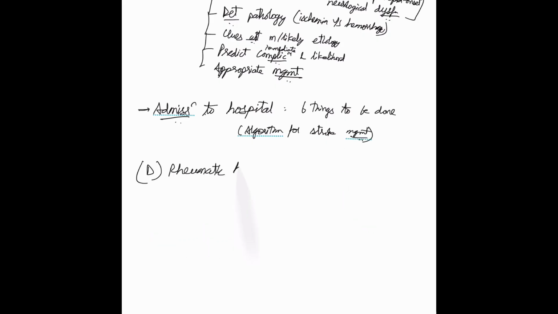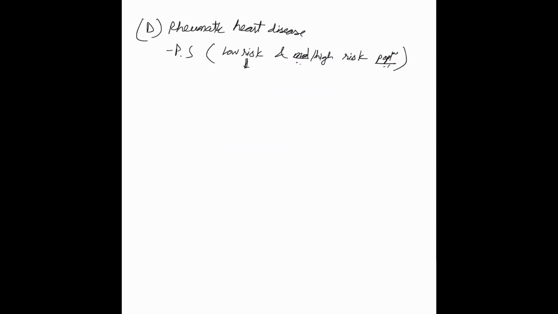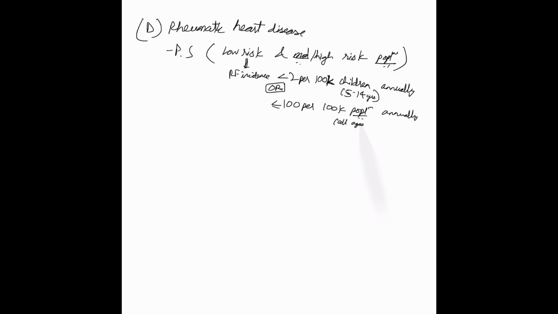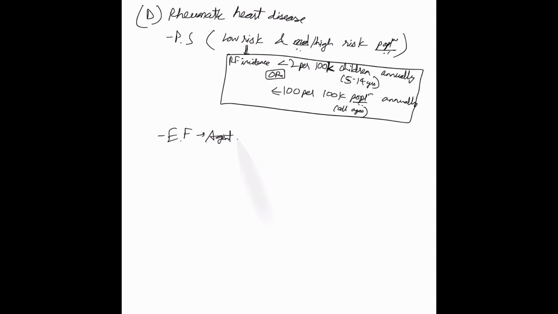Now our last CVD given in the textbook is rheumatic heart disease. In the problem statement, we need to know about the low risk and moderate or high risk populations. Low risk populations are defined as those that have a rheumatic fever incidence of less than 2 per 100,000 children annually, children defined as aged 5 to 14 years, or an incidence of rheumatic fever less than 100 per 100,000 population of all ages annually. Then we see the epidemiological features like agent factors and host factors.